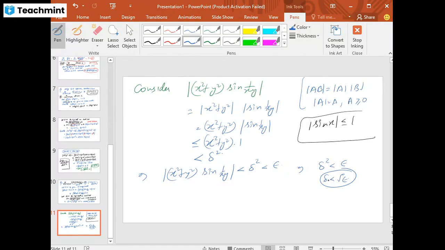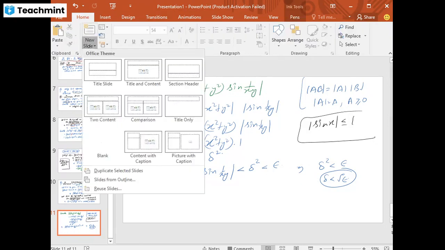So this gives us the relation that if we choose delta in this way, either equal to or less than the square root of epsilon, then automatically this particular value is less than epsilon only. So that is the required result.